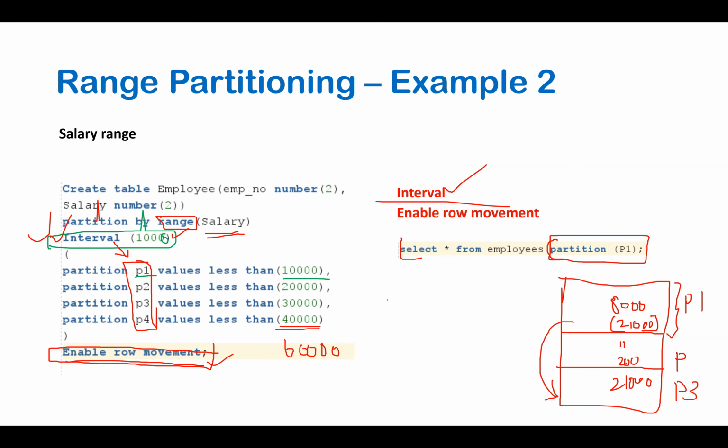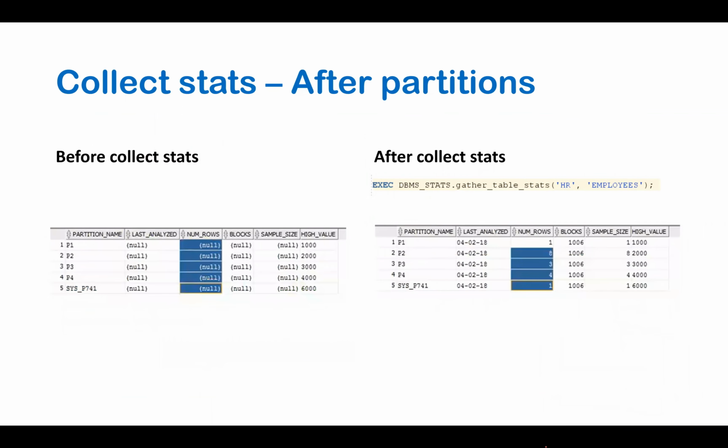But if you are selecting, select star from the table name where salary less than 10,000, which partition will it go and check? 10,000. It will go and check in P1 only. Will it go and check all the other partitions? No, it will not. So what is that interval? What is the enable row movement? So that is how to select the partition key and partition strategy. Are you clear now?